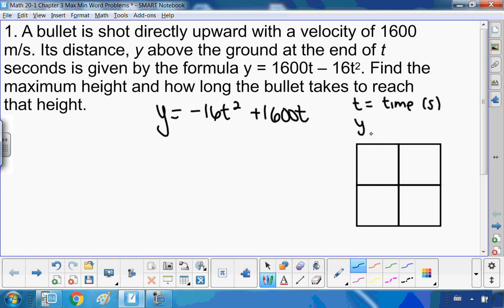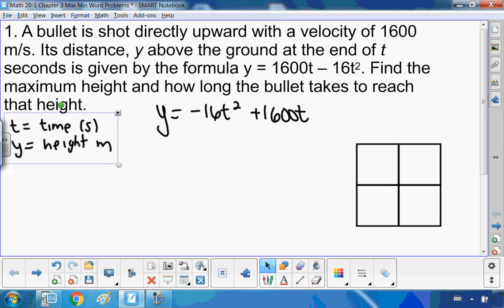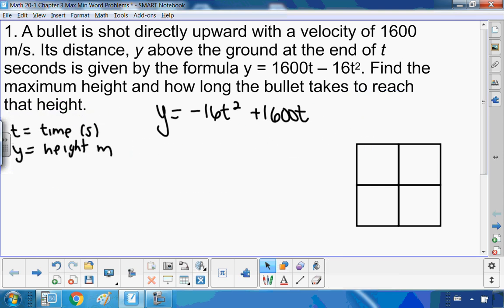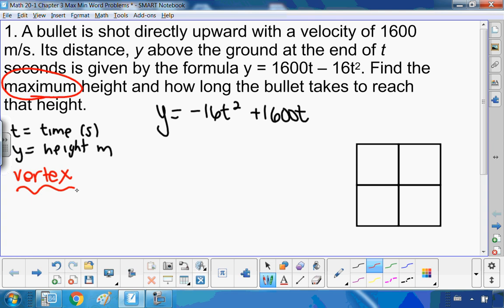And my y value is height, and that is height in meters. Okay, so to look at this question here, I want to know how long it takes the bullet to reach a maximum height and what that maximum height is. So as soon as I hear maximum, I have to find the vertex. So I want to find what my vertex is, and I'm going to do that by completing the square.